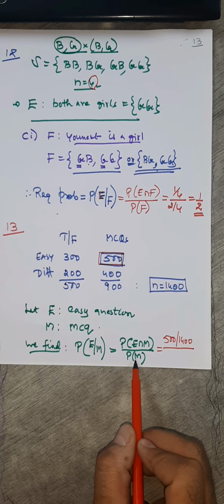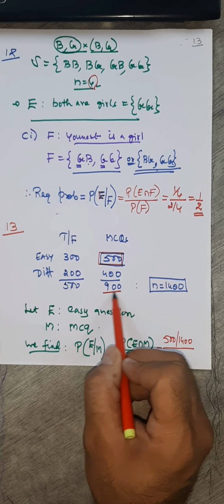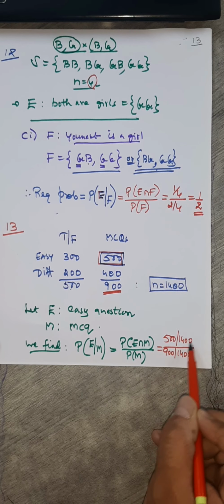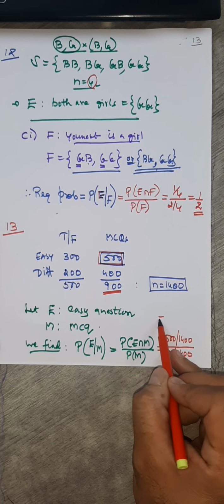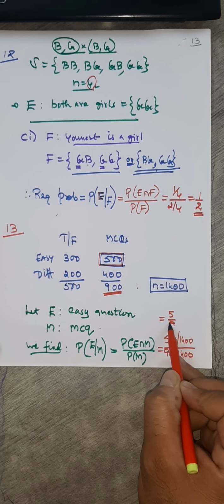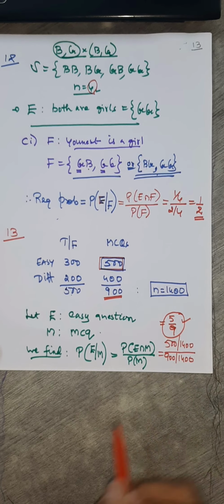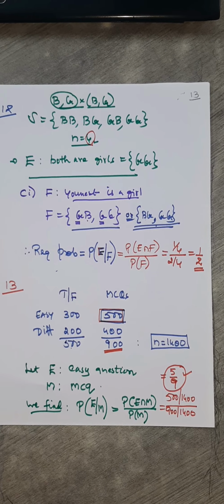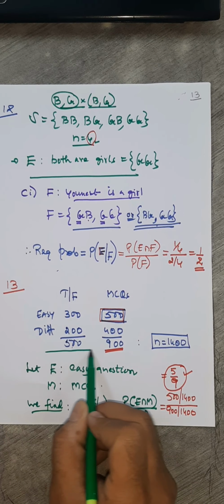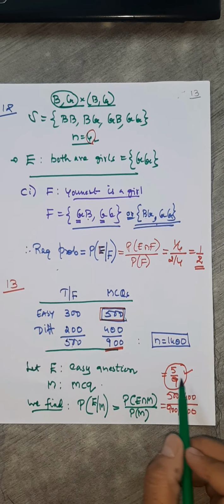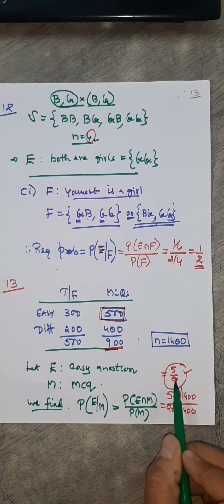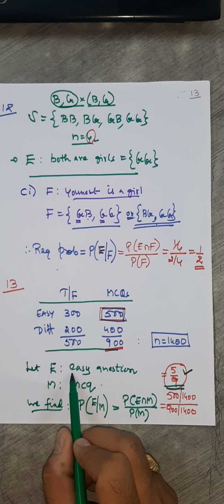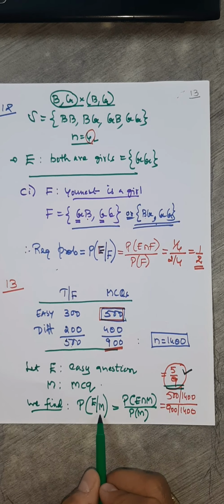Now the total number of MCQs. How many MCQs? Here 900. So 900 by 1400. So 1400 will get cancelled. So finally you are just left with 5 by 9, which is the required probability. So here this tabular data is very important. From this data you could answer both the questions. And finally the required probability of the event E, that it was an easy question, given that it was an MCQ.